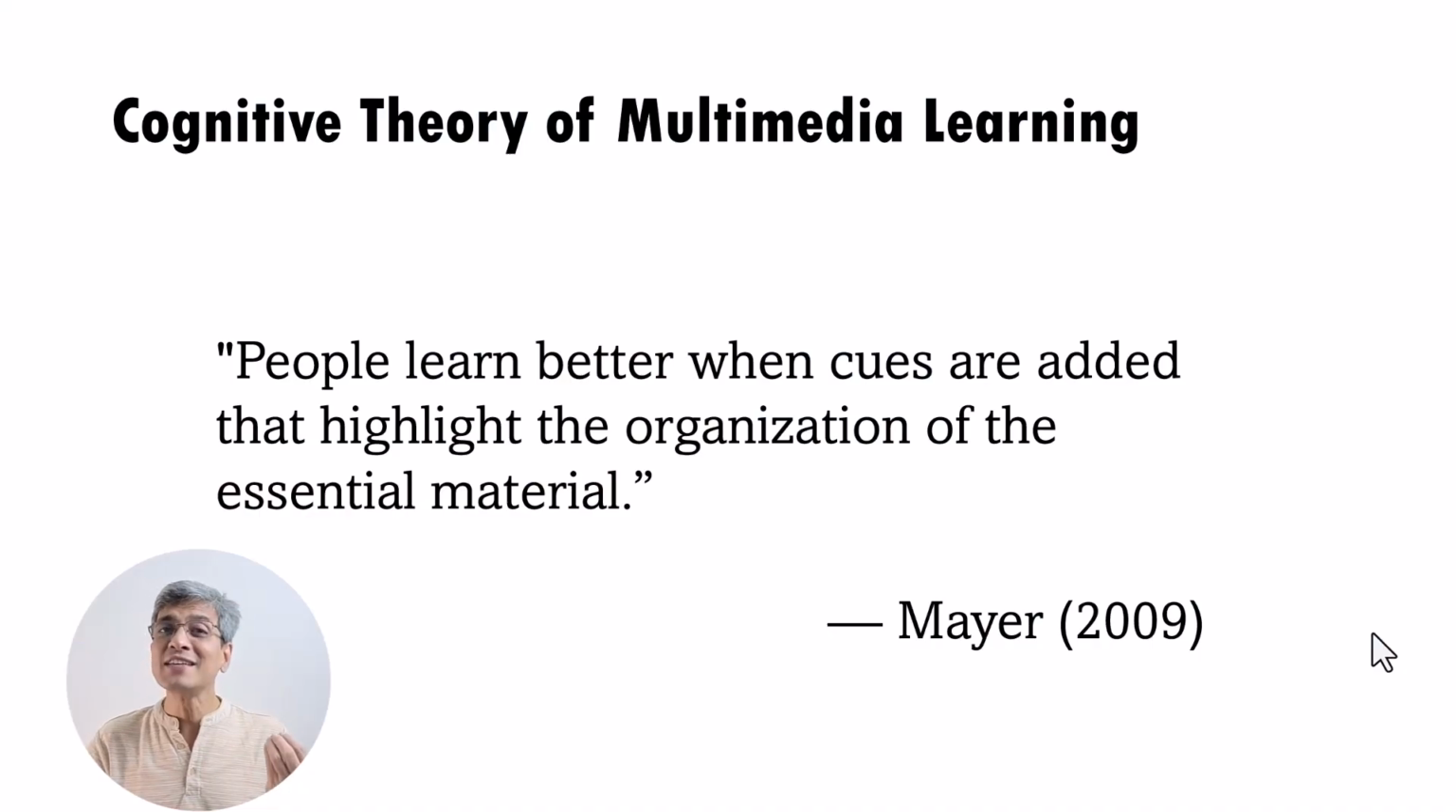First of all, what is the signaling principle? According to this landmark book called Cognitive Theory of Multimedia Learning by Richard Mayer, people learn better when cues are added that highlight the organization of the essential material. In other words, your audience learns much better when you point out what matters and guide their attention verbally and visually. And in technical presentations, since there is a lot of density of information where there is a chance of high cognitive load, this signaling principle can make a very big difference.